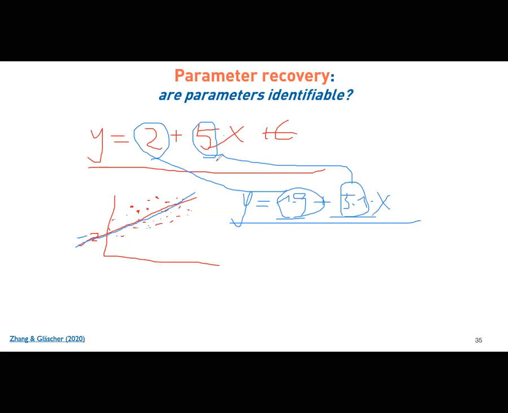This is a good parameter recovery. In another example, say if we have the red line there and it generates some dots, for some reason, if I fit a line like this, then this is horrible. This is not a good parameter recovery, okay? So you basically want the parameters to be able to recover themselves.